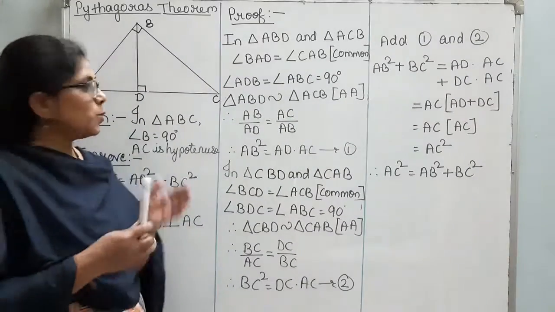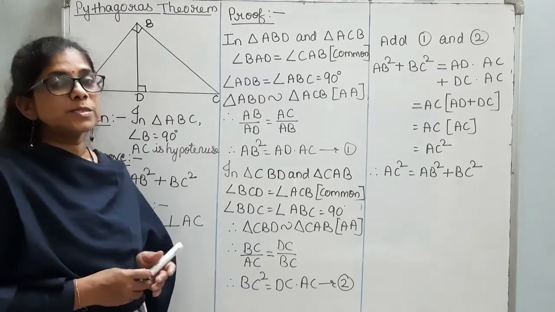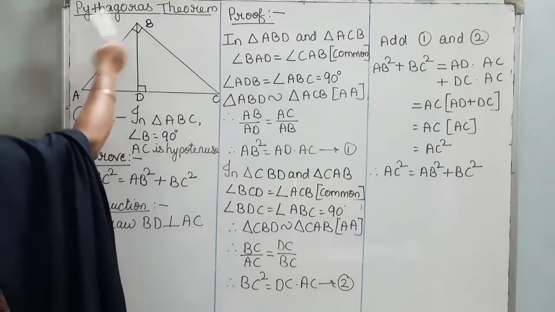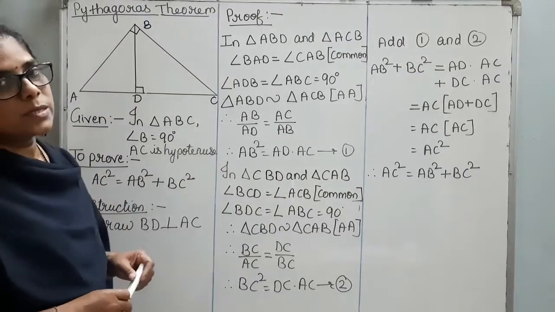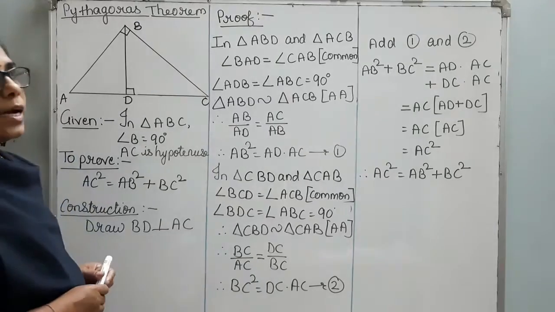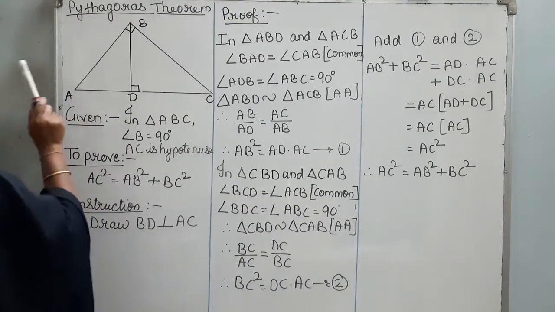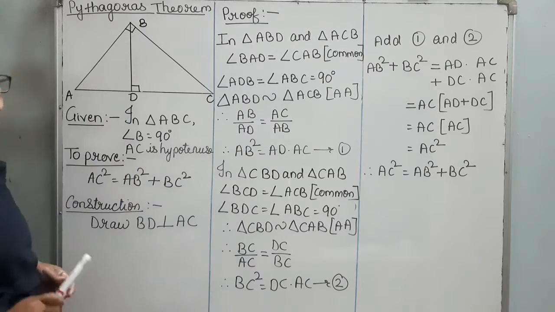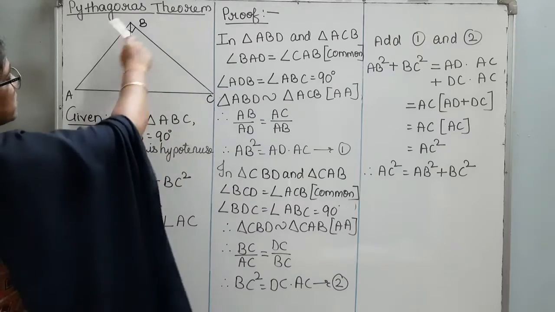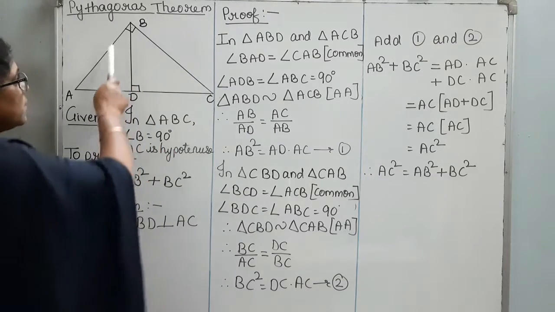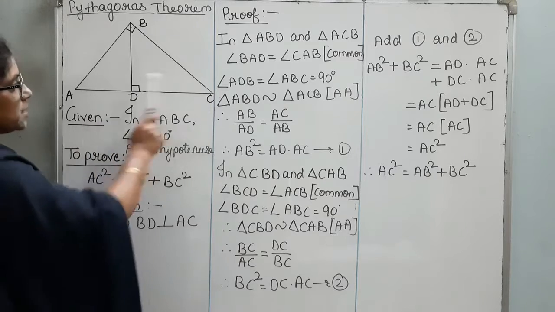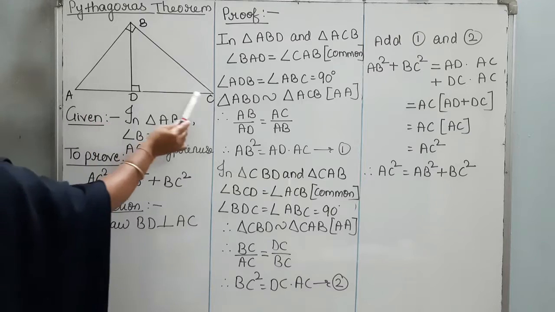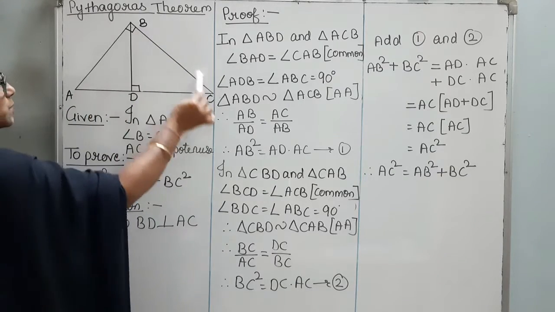Now let us proceed further with the next theorem. Now this theorem is Pythagoras theorem, the most important theorem. Now what is Pythagoras theorem? Pythagoras theorem is applicable for a right angle triangle. It says that the square of the hypotenuse is equal to the sum of the squares of the other two sides. Now here, this triangle ABC is a right angle triangle. Right vertex is B and AC is the hypotenuse. So according to the Pythagoras theorem, AC square is equal to AB square plus BC square.